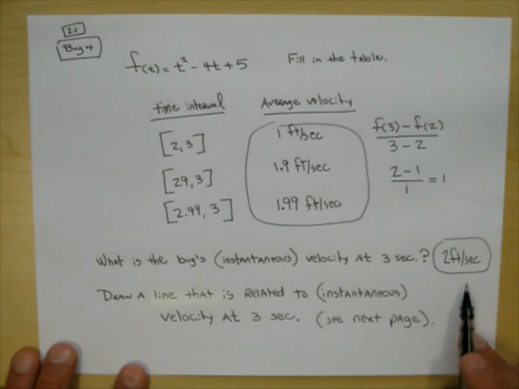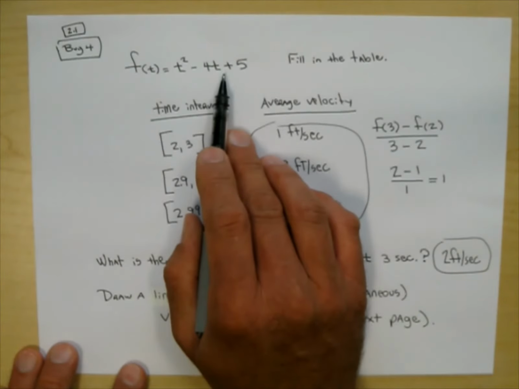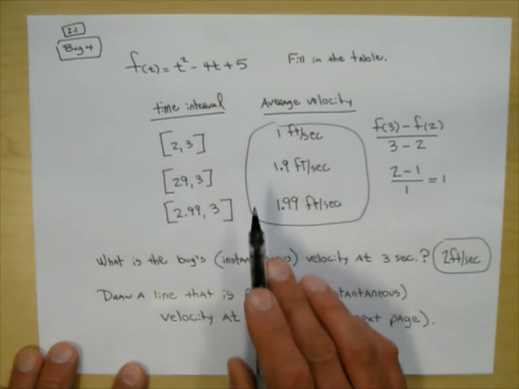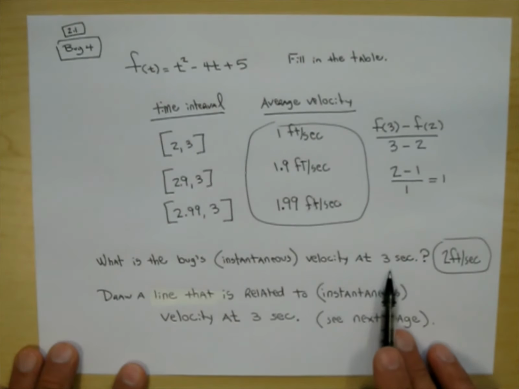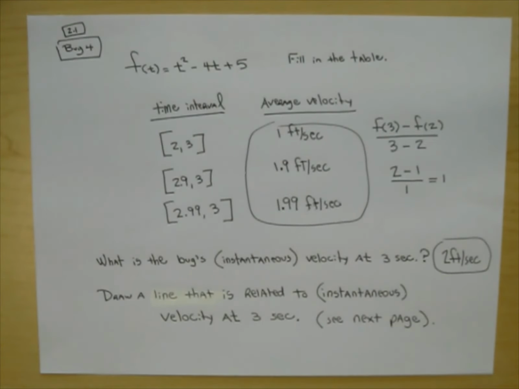Now, of course, we know that we can do a difference quotient on this and take the limit as h goes to 0 and then get a velocity function and plug 3 into that velocity function. It should spit out a 2. Okay, we've already done that in an earlier problem. What we want to do now is draw a line that is related to the instantaneous velocity at 3 seconds. So it says see next page, and I've already drawn this parabola, so I'll draw a lot nicer.